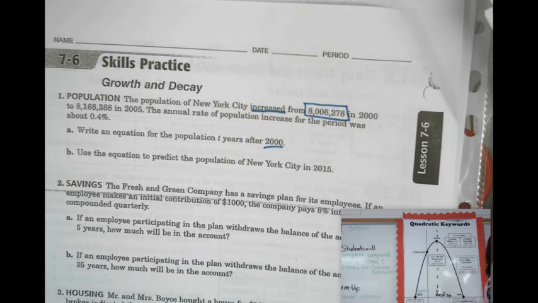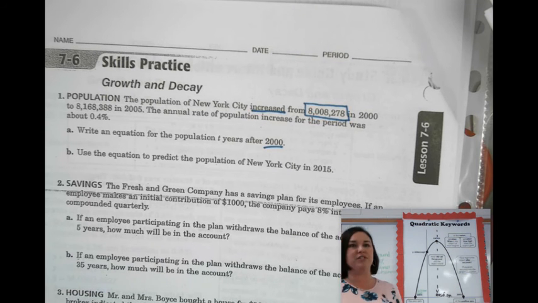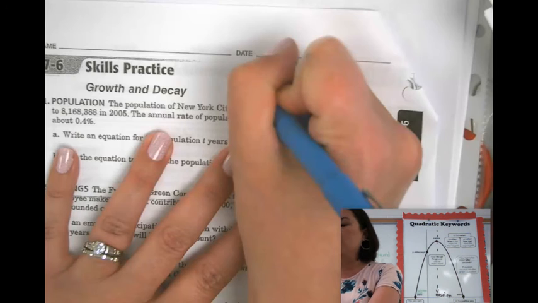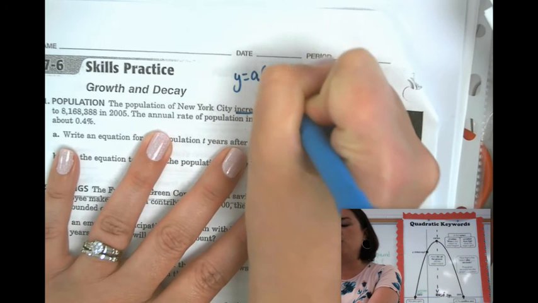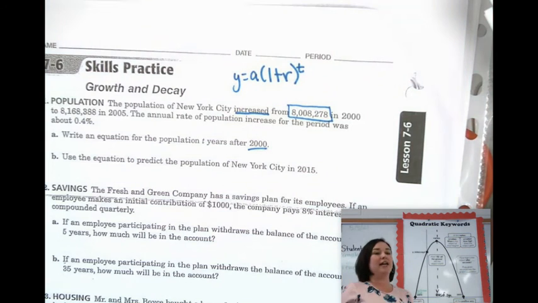So really, you ever remember in elementary school, they'd have you mark out information you don't need for a problem? That is information you don't need for this problem because they already gave you the 0.4%. I am not going to give you one on your test where you have to figure out the percent. I will tell you what the percent is, okay? So the formula, I'm going to write it up here, was A times 1 plus the rate, all to the t power. That's the formula we looked at yesterday.